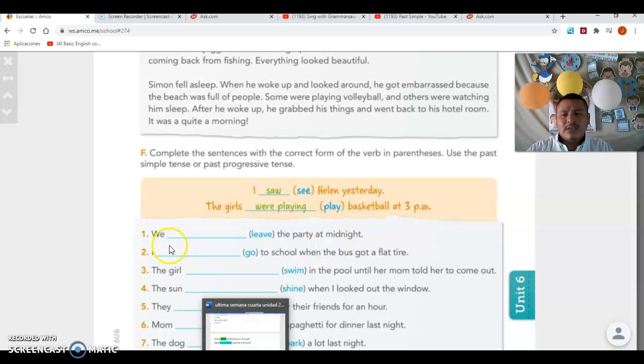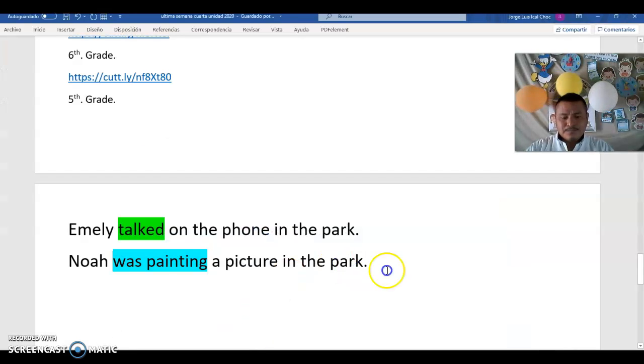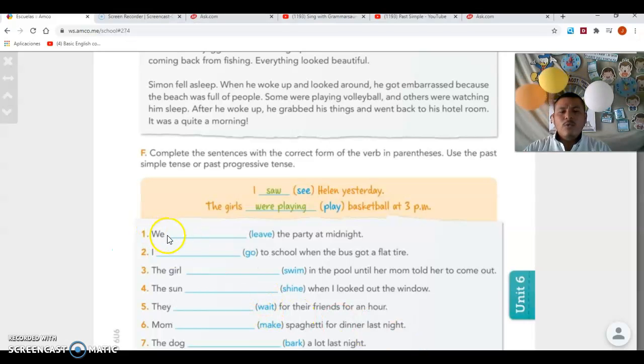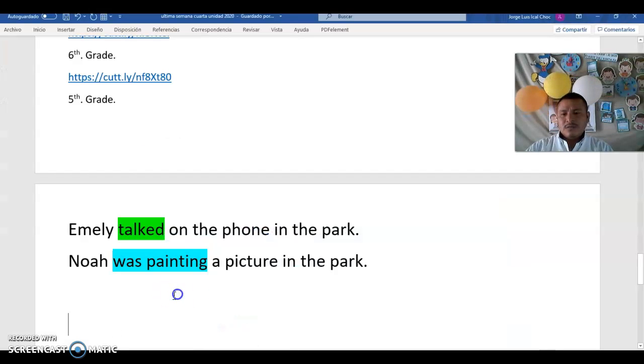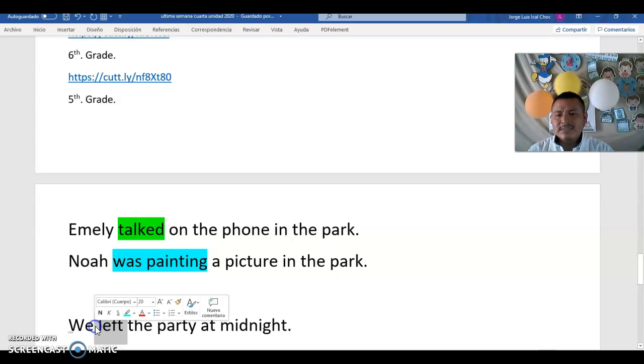So I'm going to give you this one, the number 1 and 2. So please pay attention, please. And it says, we left the party at midnight. So let's see. We left the party at midnight. At midnight. So this one, past. What is it? Past simple.